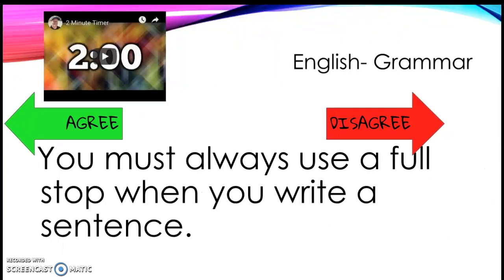And you must always have a full stop when you write a sentence. You must have punctuation when you write a sentence, but it might be a full stop, period, or it may be an exclamation point or a question mark. So it gets students to really start thinking about what they're learning in class and how to apply it.